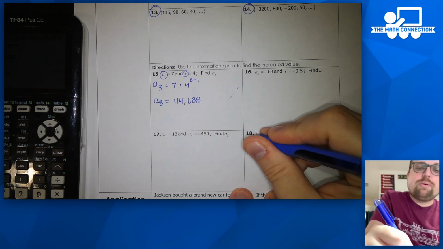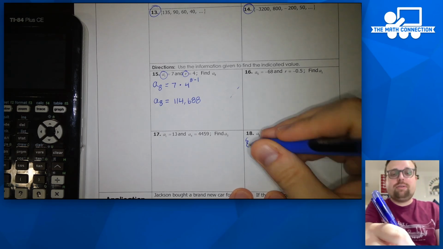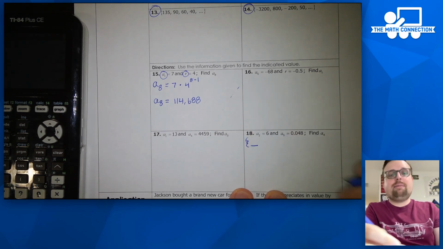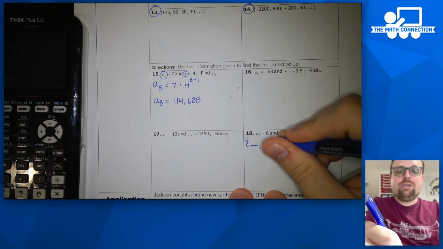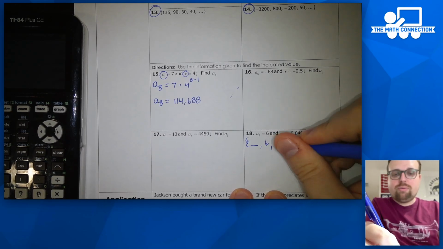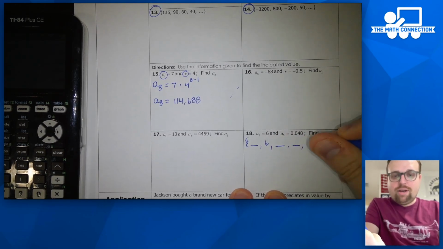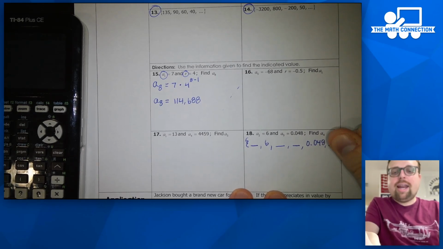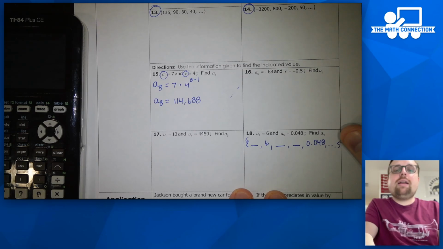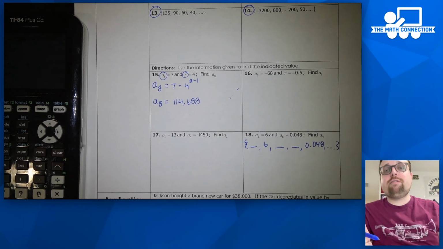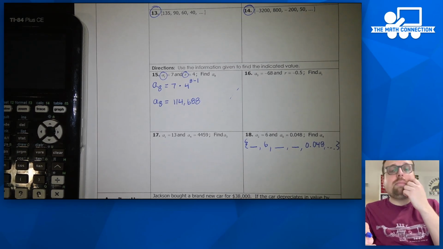So for example, let's say this is the original sequence. We don't know what a sub 1 is. We know a sub 2 is 6. We don't know 3. We don't know 4. And we know that a sub 5 is 0.048, okay? And it goes on and on and on. And right now, this is not enough information for us to find anything.